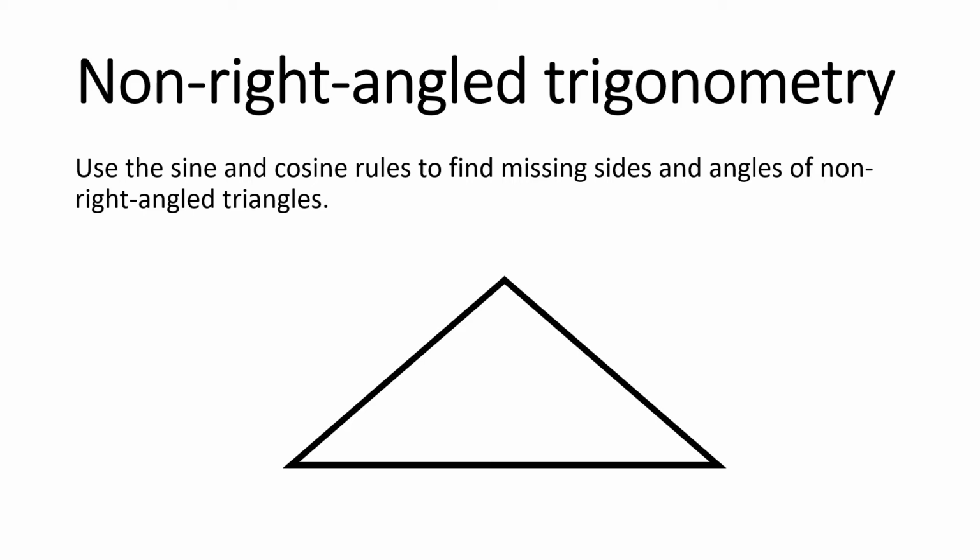It's important that you know how to label your non-right-angled triangle. So if we label this triangle with A, B, C, so we have angle A, angle B, and angle C, then the corresponding side to angle A would be this side, and the corresponding side to angle B would be this side, and the corresponding side to angle C would be this side. It's important that you recognise this when substituting numbers in for formulas.